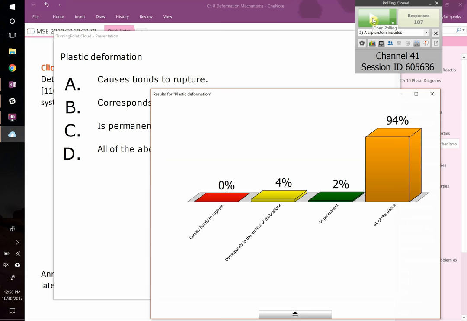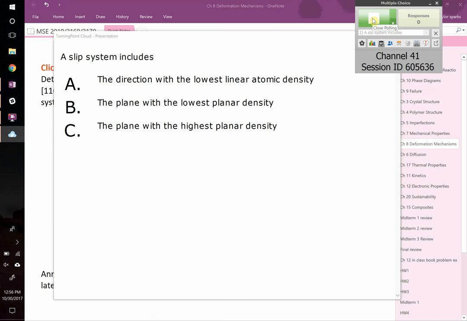A slip system includes what? A, the direction with the lowest linear atomic density; B, the plane with the lowest planar density; or C, the plane with the highest planar density.